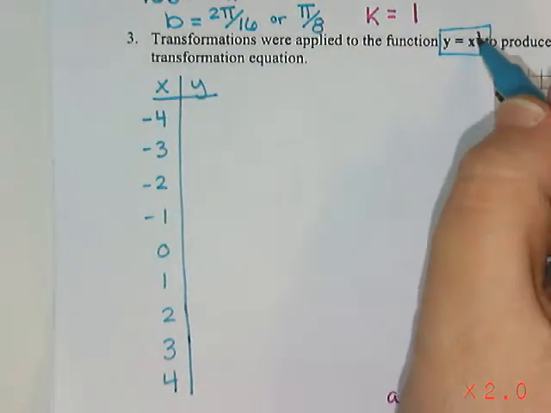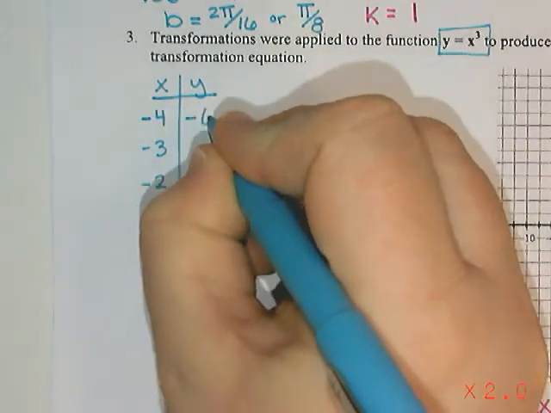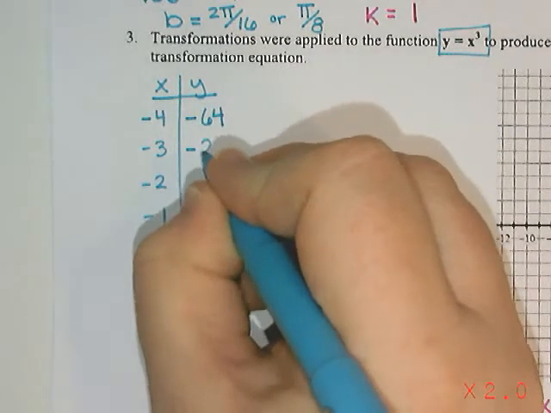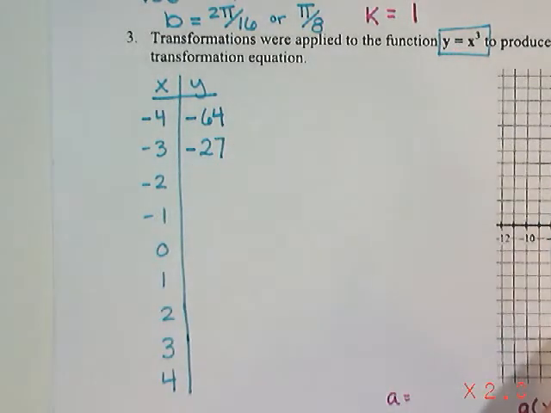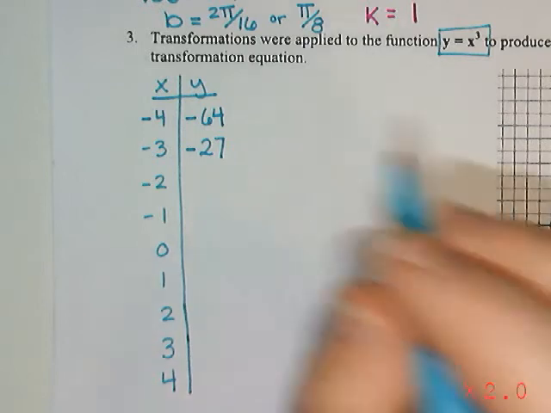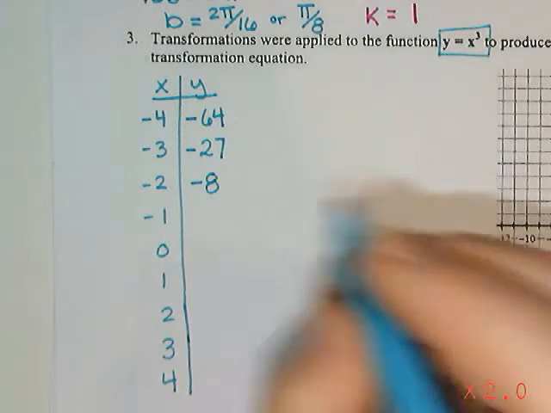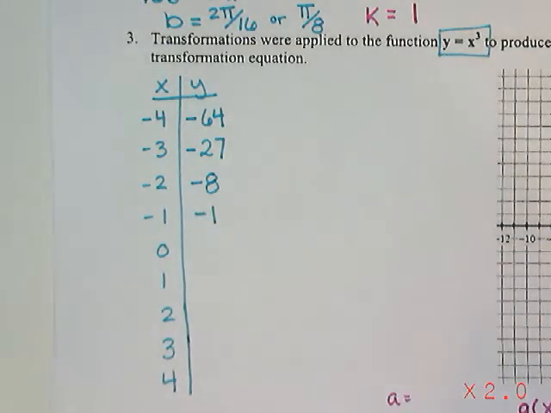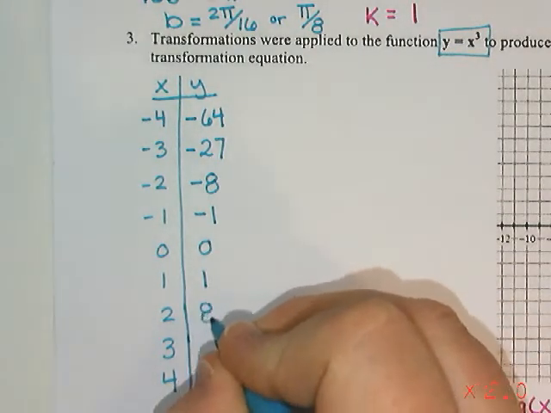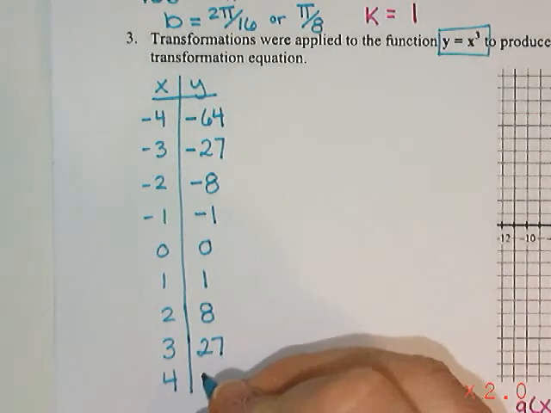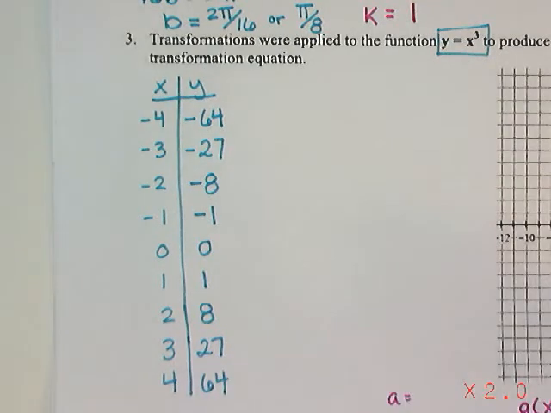So -4 to the power of 3 is -64. -3 to the power of 3 is -27. You can use your calculator to help you out with this. -2 to the power of 3 is -8. -1 to the power of 3 is -1. 0 to the power of 3 is 0. 1 to the power of 3 is 1. 2 to the power of 3 is 8. 3 to the power of 3 is 27. And 4 to the power of 3 is 64.